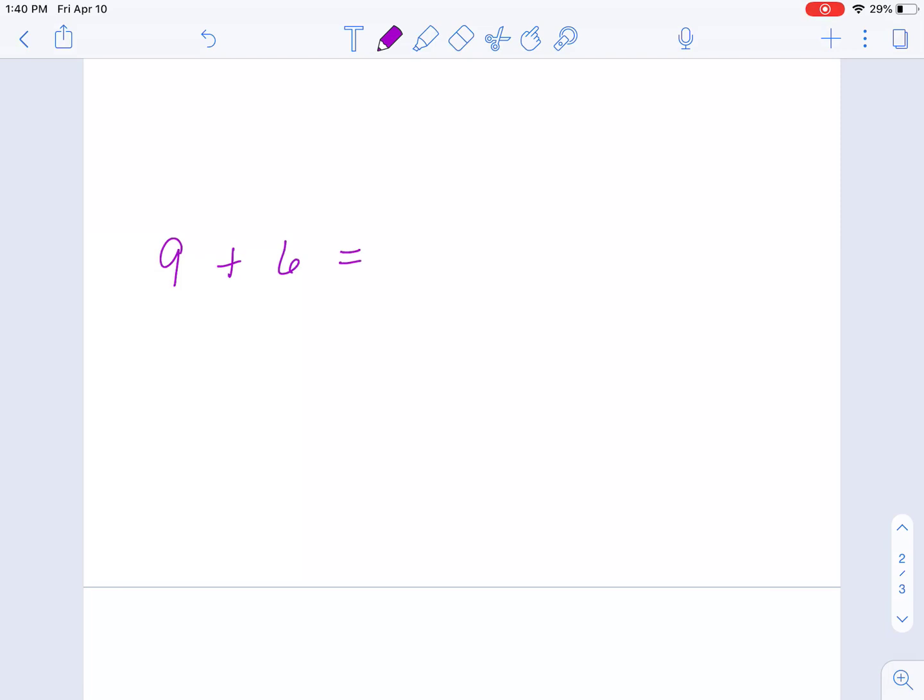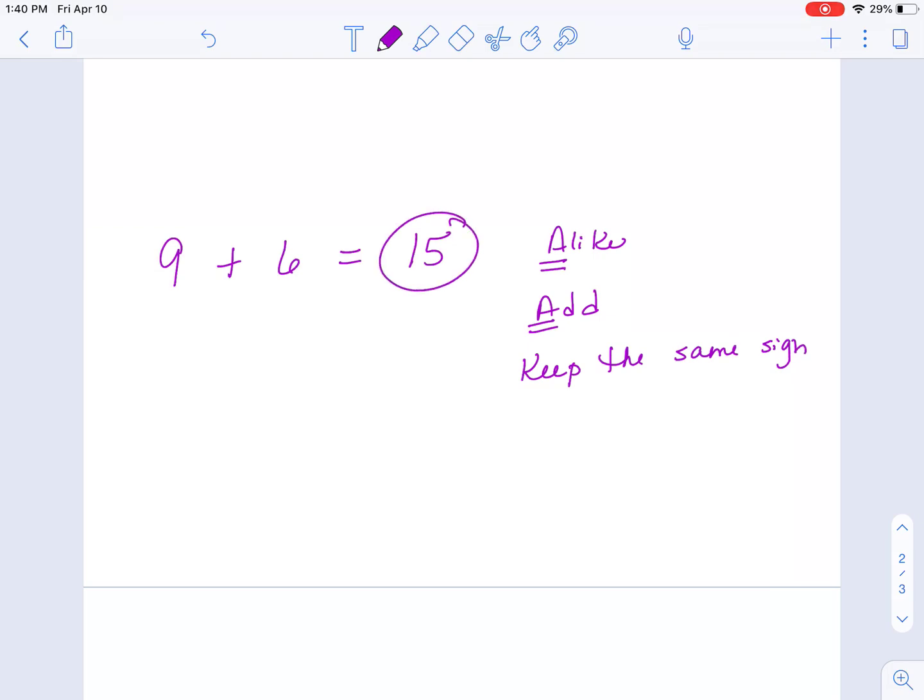But whoa, Miss Pendleton, we've been doing problems like this since we was little. Yes, but they're integers. So are my signs alike or are they different? They are alike. They're both positive. And if they're both alike, we add A and A. And that would be 15. And we keep the same sign. They're both positive, so my answer will be positive.